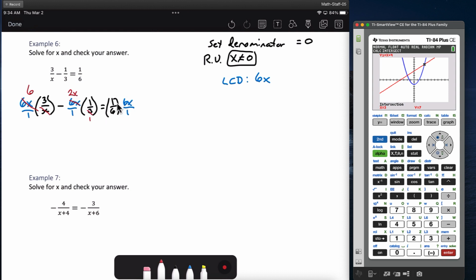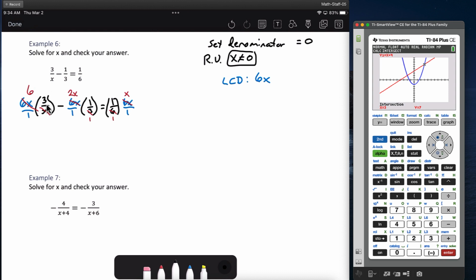And then on the far right, the 6 in the denominator cancels to 1. The 6x becomes just x. The 6 cancels with the denominator 6. So it gets a little messy, but it's going to clean up these fractions. Now we just go through and multiply.